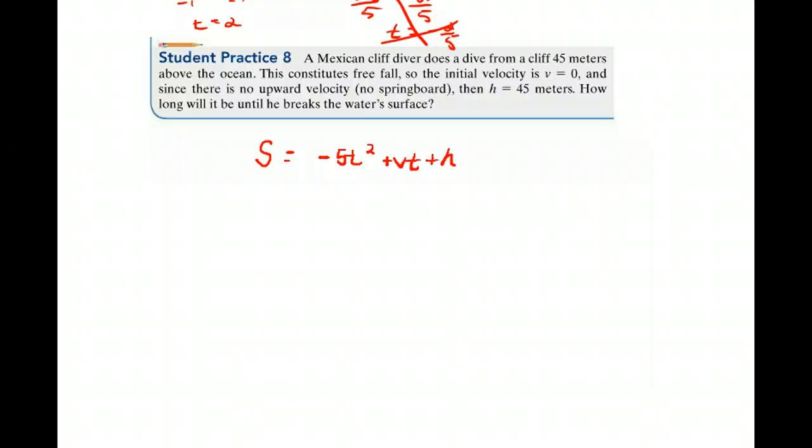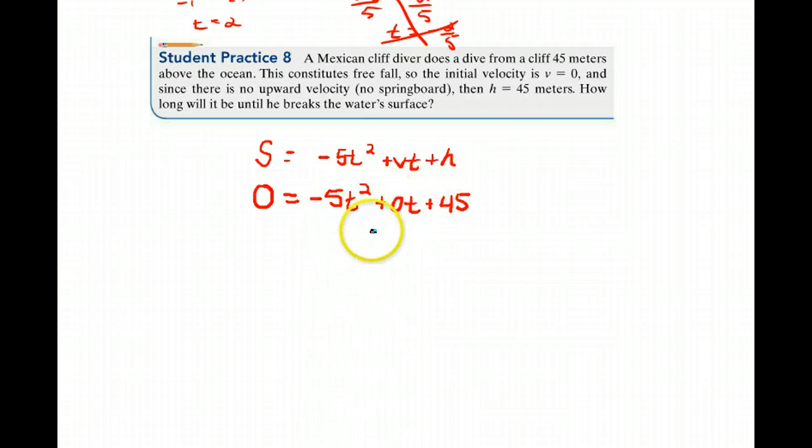Okay, everyone, let's see what you've come up with for this one. As you're setting this problem up and reading through it, our diver is going to hit the ocean water, so his ending height will be 0. We have negative 5t squared. His initial velocity is 0 because he's free falling, and his height above the ground is 45 meters. So at this point, we are now going to work on solving this equation using factoring. So let's get this simplified. We have negative 5t squared. 0 times t makes 0. So we now have plus 45.